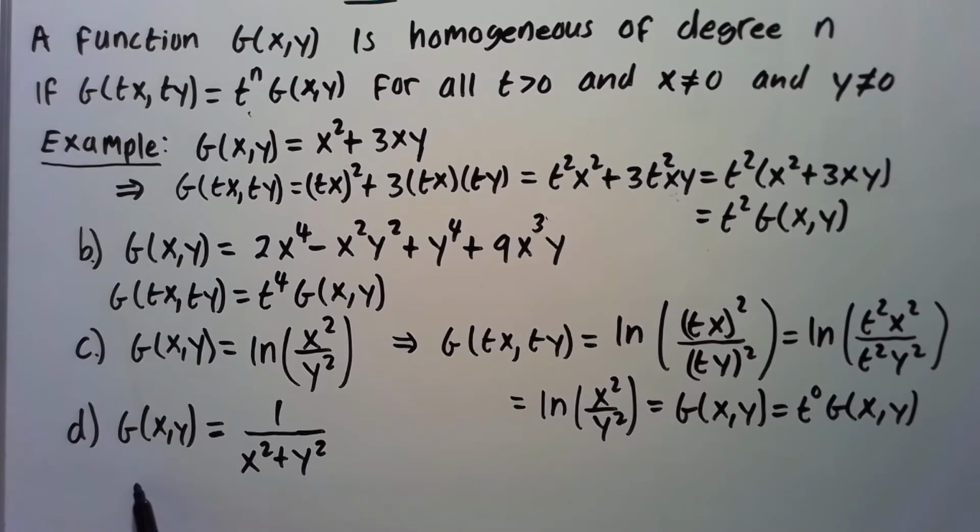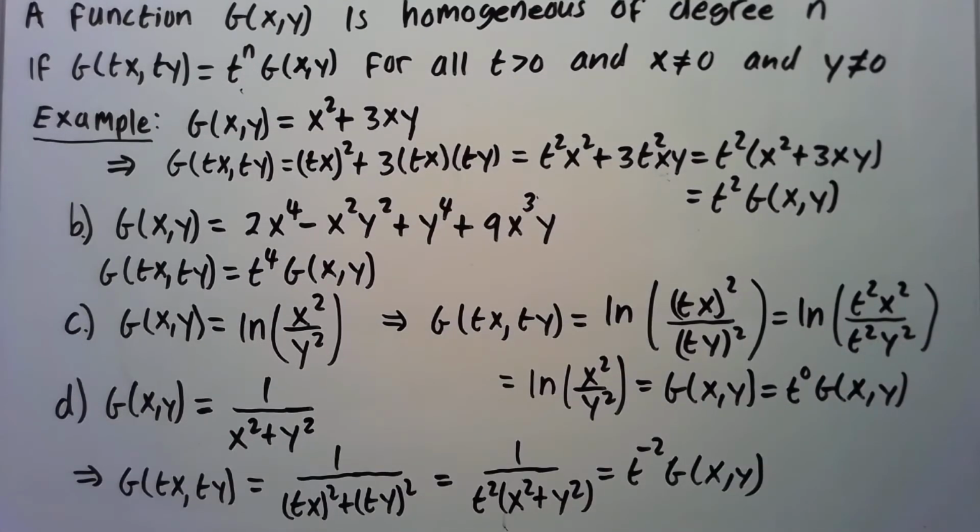So let's verify that this is homogeneous. Let's stick in tx, ty over here. We're going to put tx in place of x, so it'll be (tx) squared, and ty in place of y, so it'll be (ty) squared. I can then pull out the t squared down here. I can write the 1 over t squared as t to the minus 2. Then what's left will be this guy, so it's t to the minus 2 times g(x, y). So this is also homogeneous, of degree minus 2.